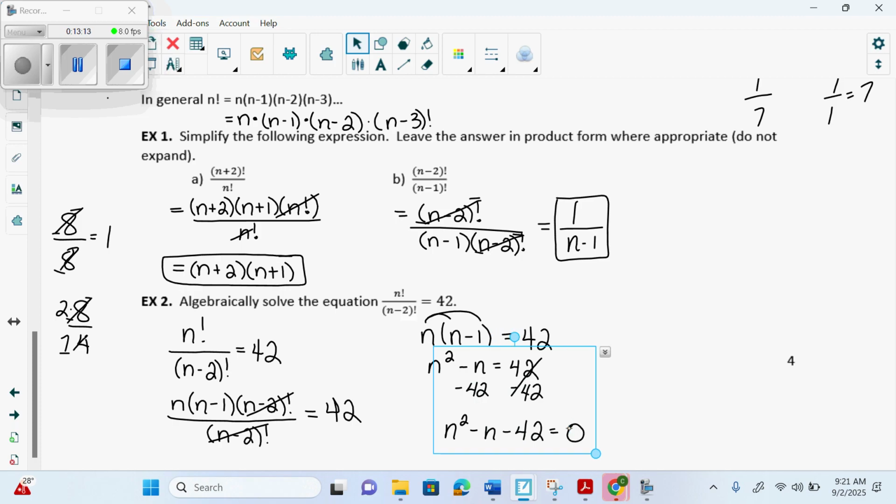Now there are certain steps you have to show in order to get full marks. So what I do when I do these is I say what times what gets me the outside two numbers. So what times what equals 1 times negative 42, which is negative 42.